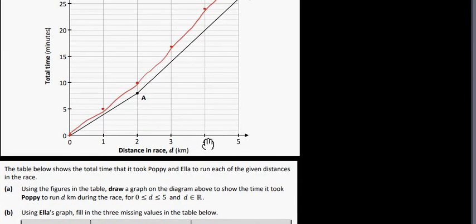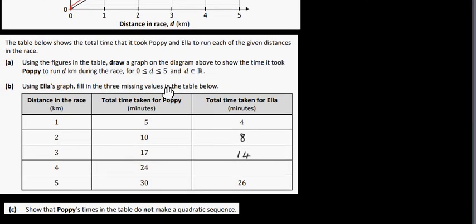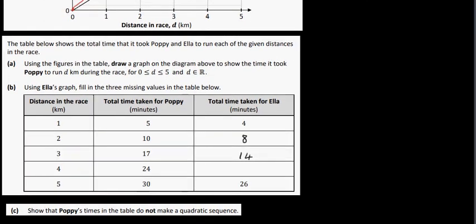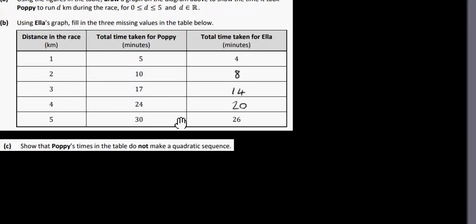And 4 is going to be here, so 4 will be exactly on 20. 4 is going to be on 20 minutes. Okay, so that's using Ella's graph. Fill in the 3 missing values in the table below. So we've done that. That's that one done.